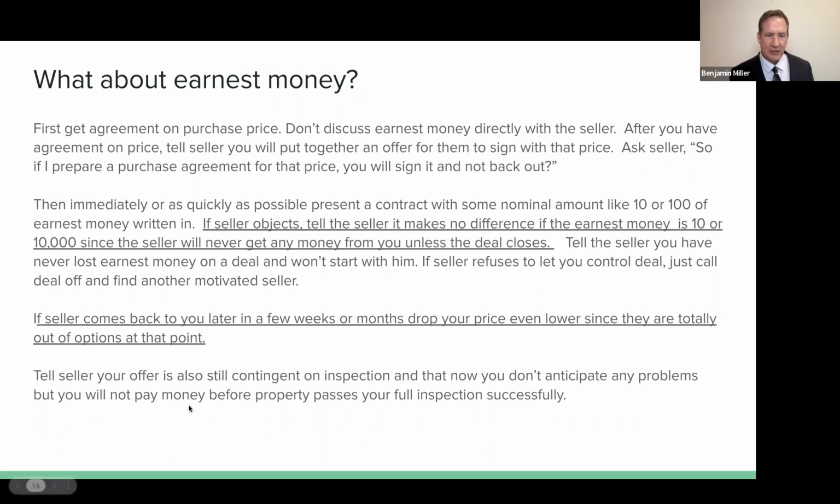So you want to tell the seller your offer is also still contingent on inspection, and that you don't anticipate any problems now, but you will not pay money before the property passes your full inspection. And if for any reason you decide you don't want to buy the property, you just say it didn't pass my inspection, because there's always something wrong with the property.